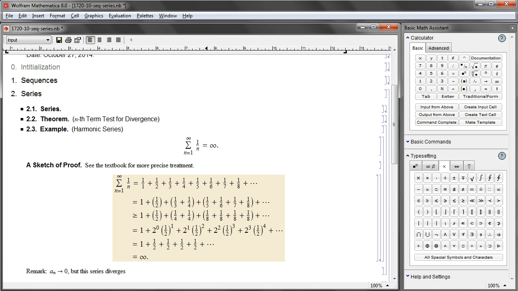So what do we get? 2 to the 0 power times 1/2 to the first power. 2 to the first power times 1/2 to the second power. 2 to the second power, 1/2 to the third power. And so on. 2 to the third power, 1/2 to the fourth power. 2 to the fourth power, 1/2 to the fifth power, and so on. Everything will be just 1/2, 1/2, another 1/2, another 1/2, and so on.